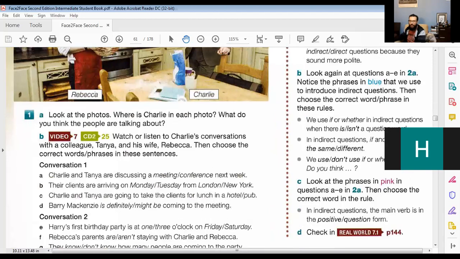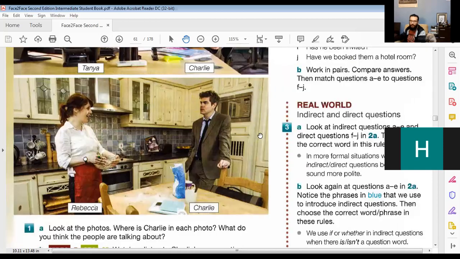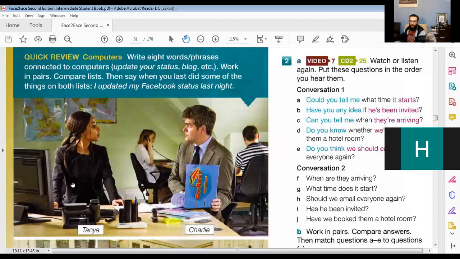The first question says, look at the photos. Where is Charlie in each photo? What do you think the people are talking about? All right, so where's Charlie in the first photo? He mentioned, I think, the right one. I think on the picture, the name. Yeah, here it is. Charlie is the man.